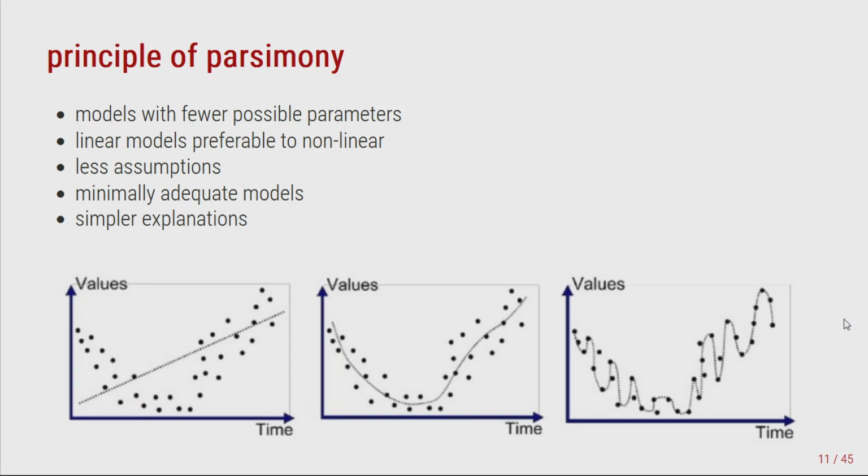I don't need a model that is exactly my data. That's not why we build models. So if we want to describe the tendency, the pattern, something like this is better. So we are searching for models with fewer parameters. Linear models are preferable to nonlinear, but this is a case in which we clearly have a nonlinear relationship, so we need a nonlinear model here. Fewer assumptions, minimally adequate models, and simpler explanations.